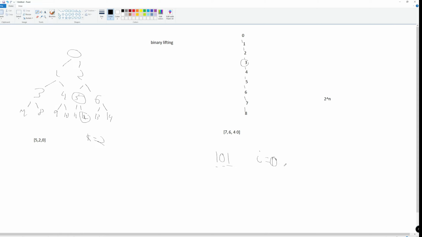Yeah, so it would be i equals 1 or 0. And let's say we're here. This k is 5, right? So 5 equals this. And we're at this node, and we're trying to get to this value.